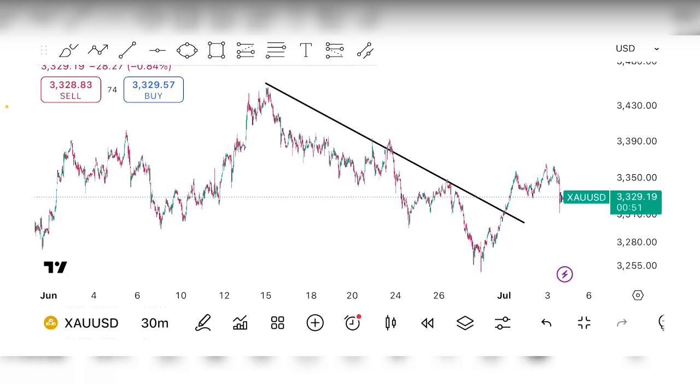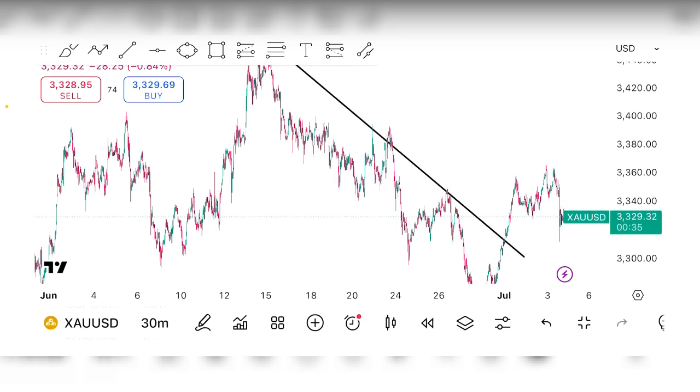We'll start looking for what is known as entry. And the entry we are looking for is called the resistance entry model. Whenever you are selling, you are looking for resistance to sell. Whenever you are buying, you are looking for support. So now we've identified our trend.